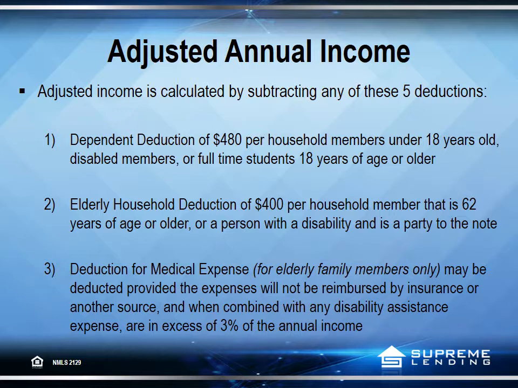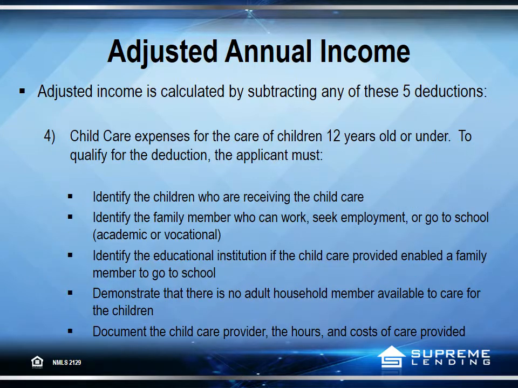Number 3, a deduction for medical expense for elderly family members only may be deducted provided the expenses will not be reimbursed by insurance or another source, and when combined with any disability assistance expense are in excess of 3% of annual income. Number 4, child care expenses for the care of children 12 years old or under.